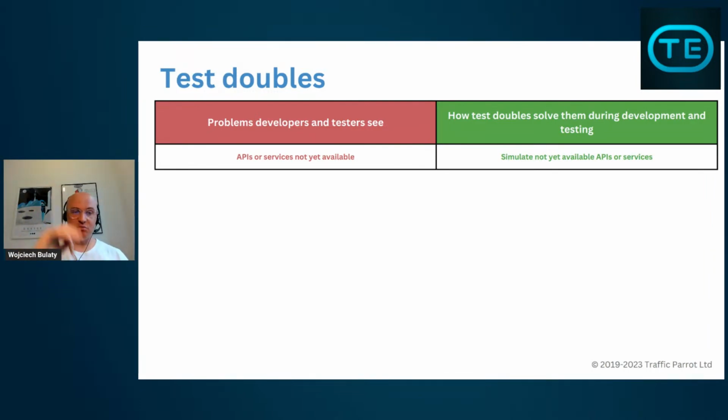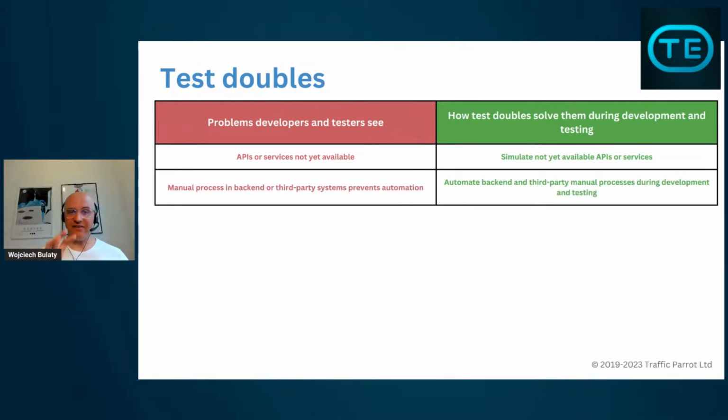For example, the first typical problem is an API or service is not yet available. Let's say there's two teams working in parallel on a product, and the other team that your team is depending on will be ready in 2 or 3 months. So that service is not yet available. You actually can't connect your microservice to another instance, be it test or production, because that's not ready yet. So how test doubles come in handy in this scenario is that you can use a test double to pretend to be that real API or service and simulate it while it's not available.